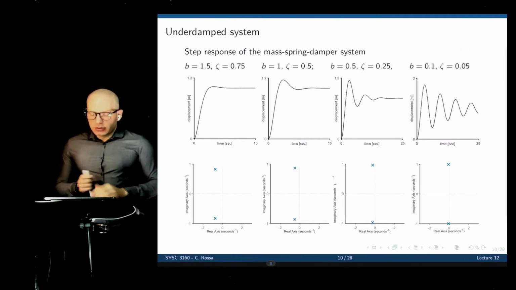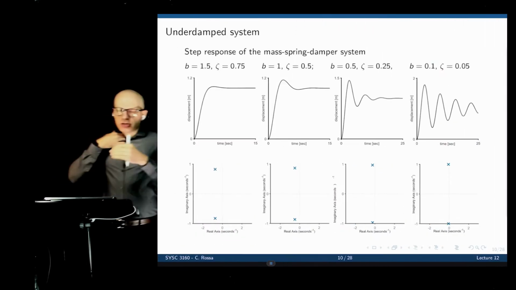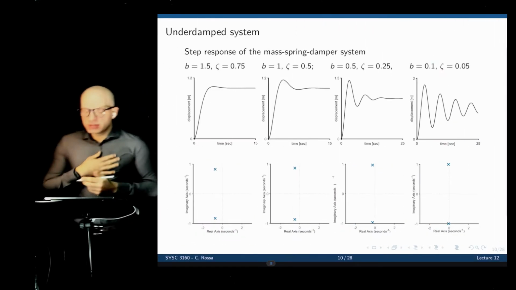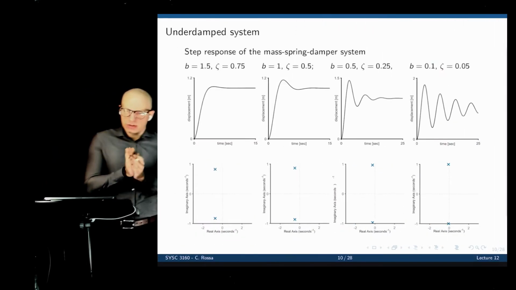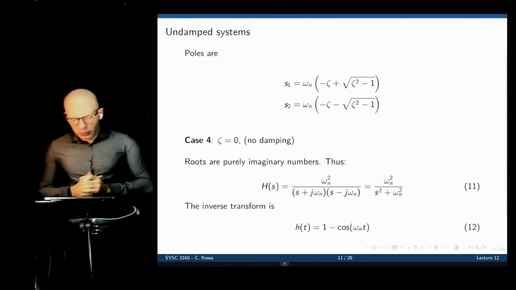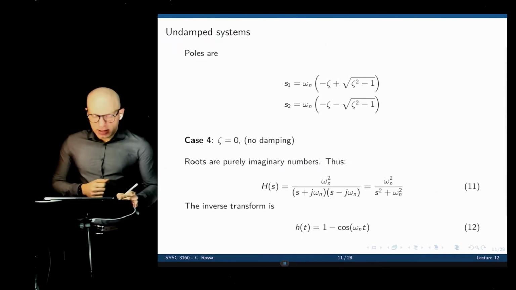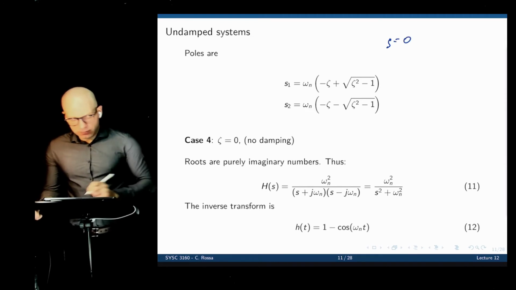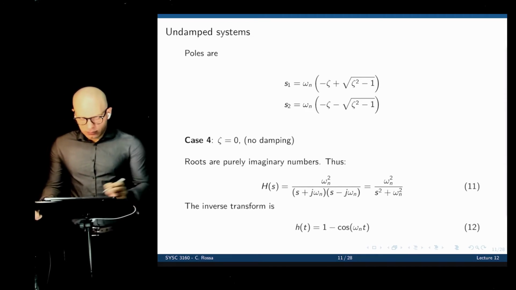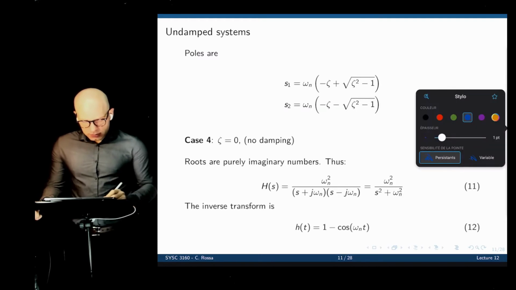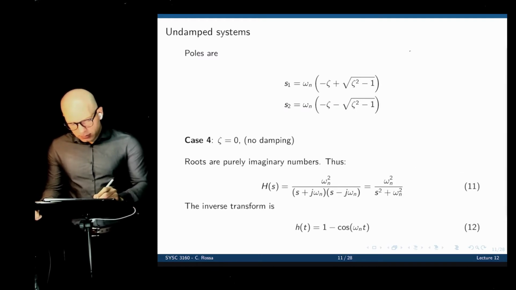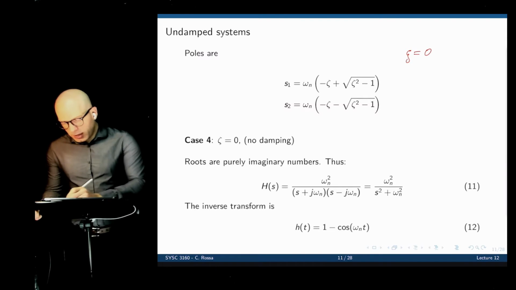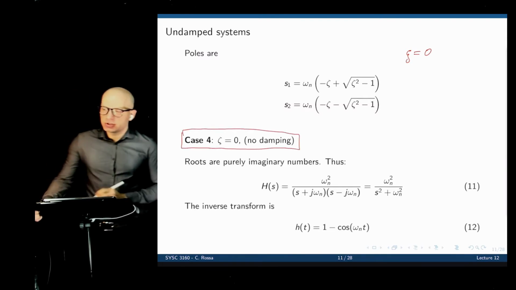Now let's continue our analysis, and you see here that as we are decreasing the value of zeta, the poles are moving towards the imaginary axis, and we will eventually reach the imaginary axis, and that will occur precisely when zeta equals 0. When zeta equals 0, we call the system undamped, and in this case, nothing dissipates energy in the system anymore.